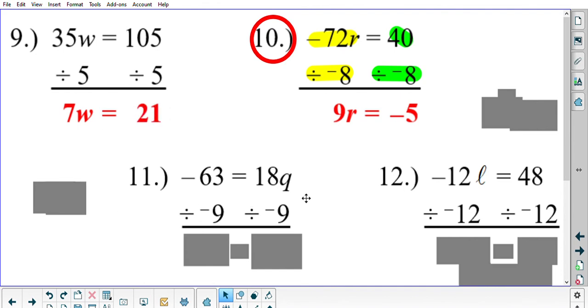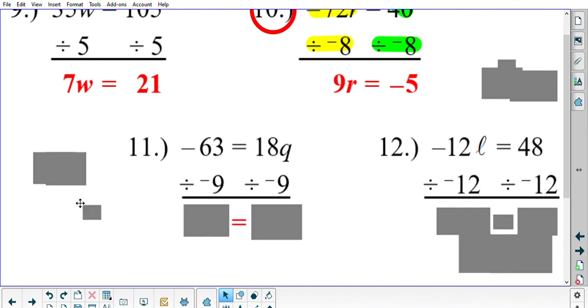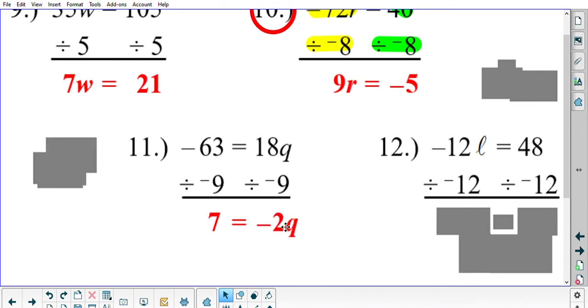So that's number 9. Problem number 11, bring the equal sign straight down. Left-hand side, negative 63 divided by negative 9. A negative divided by a negative is a positive. So double check, make sure you have positive 7. Right-hand side of the equal sign, 18Q divided by negative 9 would give you negative 2Q. A positive divided by a negative is a negative. Again, fix your errors if you made any errors.